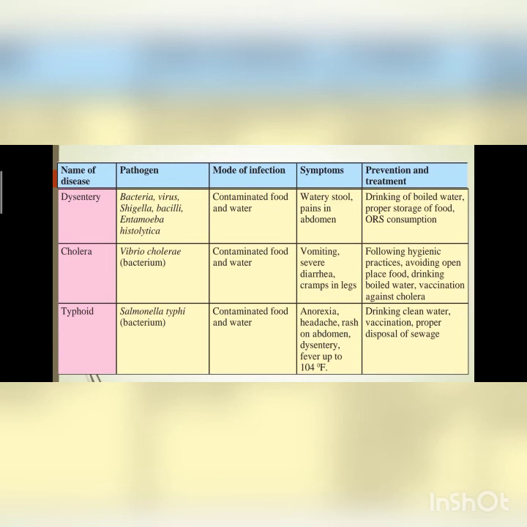Typhoid. Pathogen Salmonella typhi. Mode of infection, contaminated food and water. Symptoms, anorexia, headache, rash on abdomen, dysentery, fever up to 104 degrees Fahrenheit. Prevention and treatment, drinking clean water, vaccination, proper disposal of sewage.